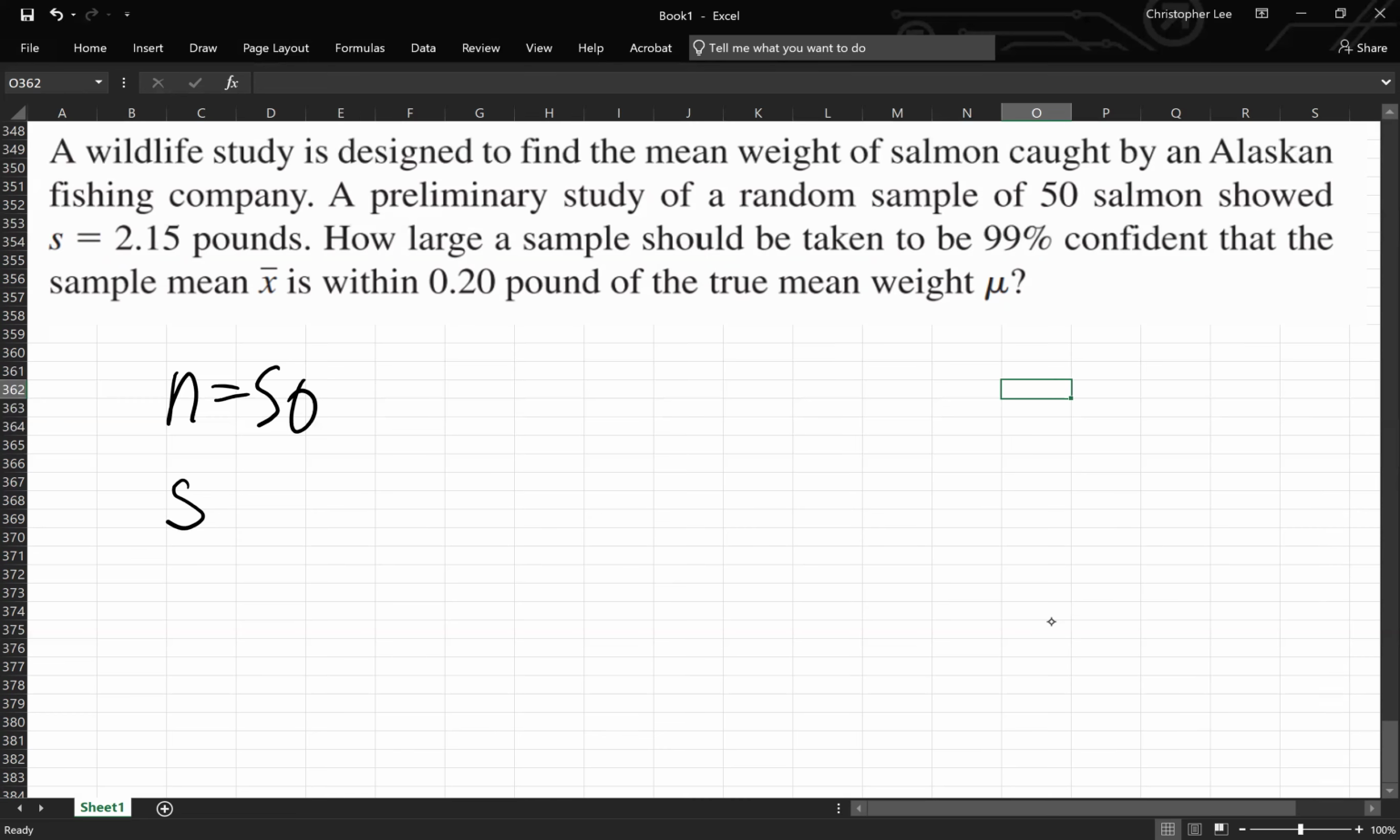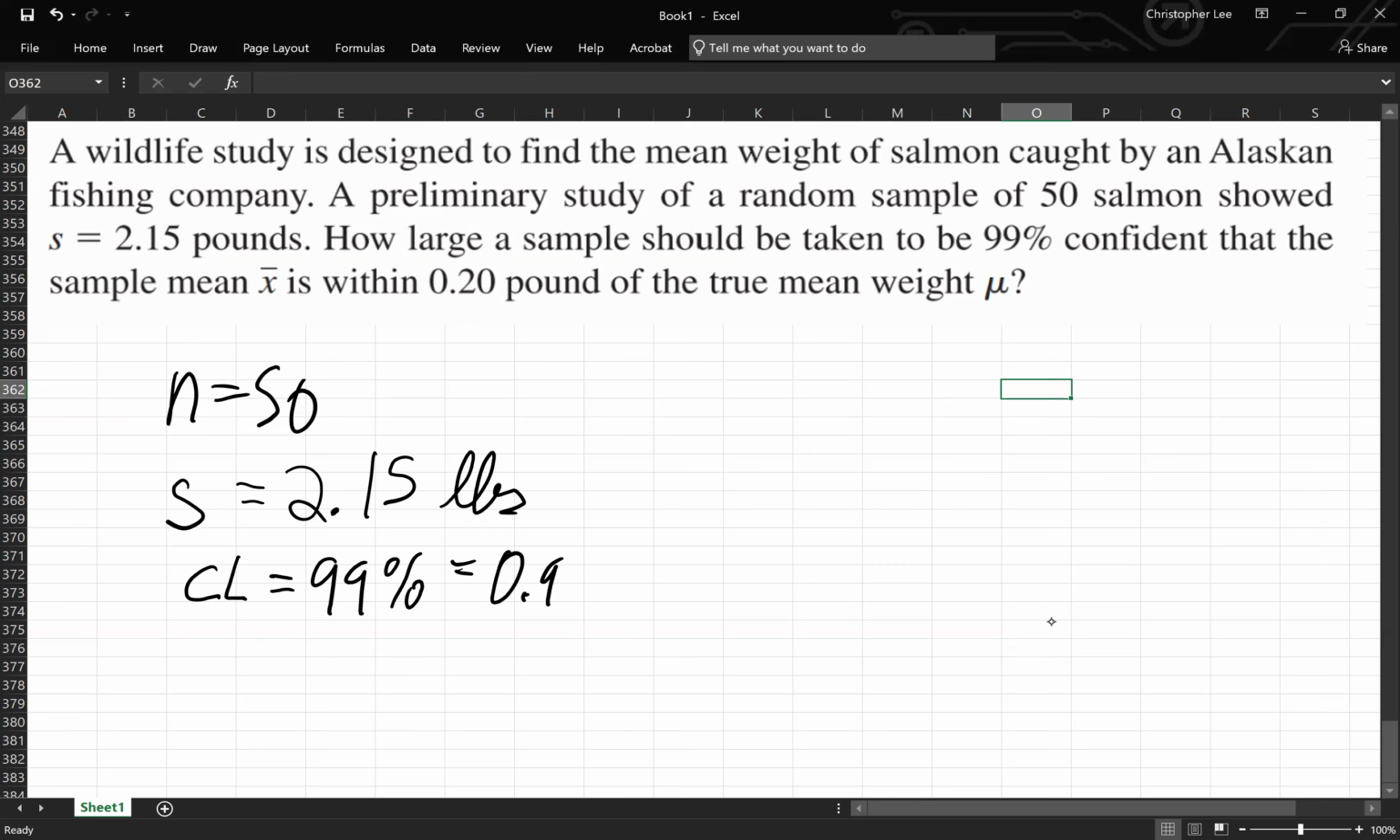So the preliminary study of a random sample of 50 salmon showed that the sample standard deviation is equal to 2.15 pounds, right? How large of a sample should be taken to be 99% confident that the sample mean x bar is within 0.20 pounds of the true mean? That's my margin of error. So I'm looking for a sample size, right?